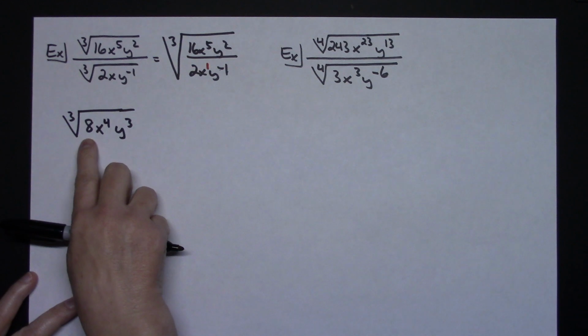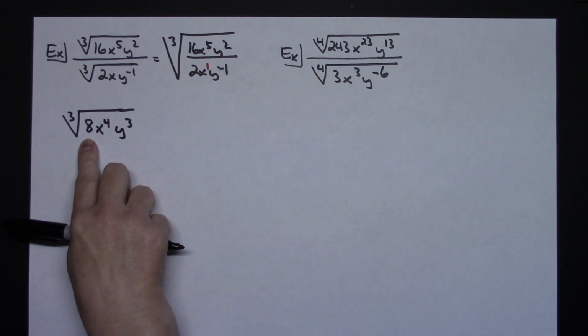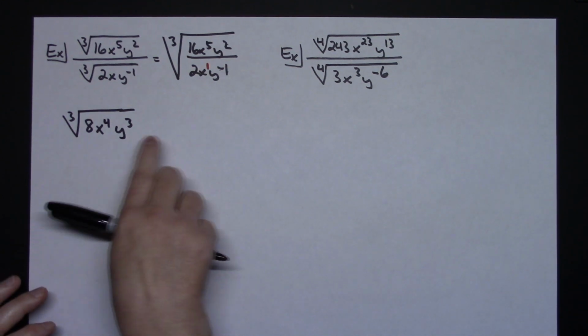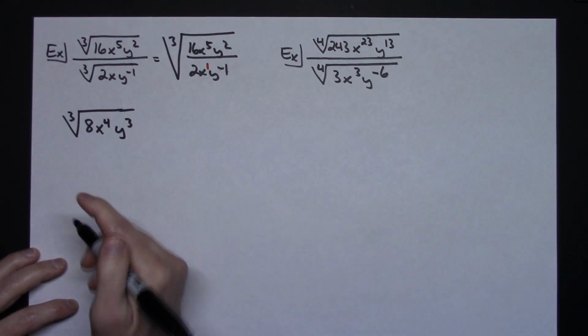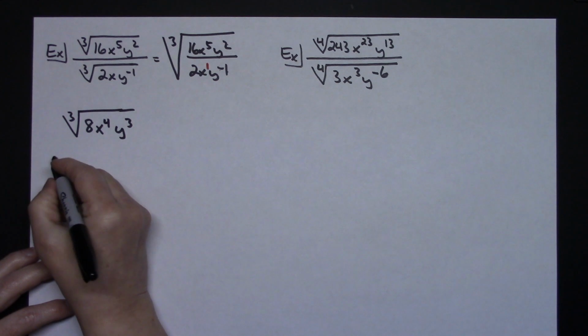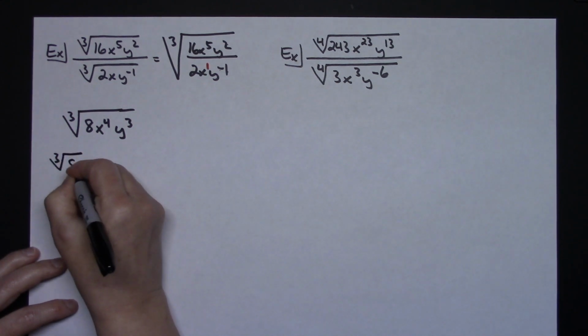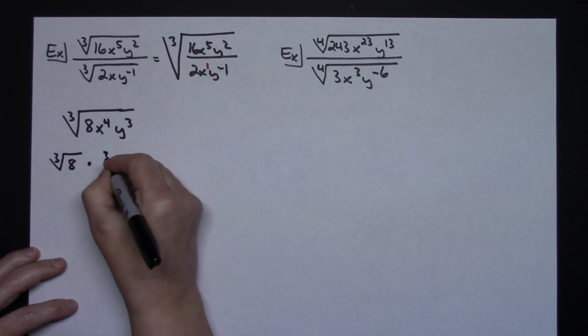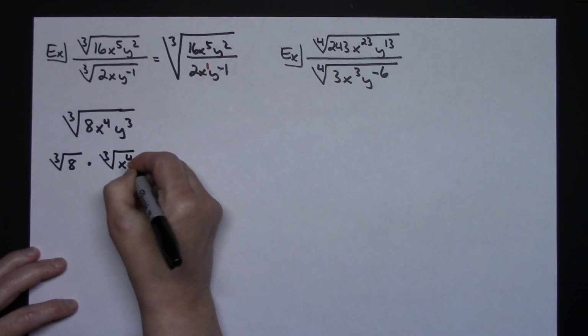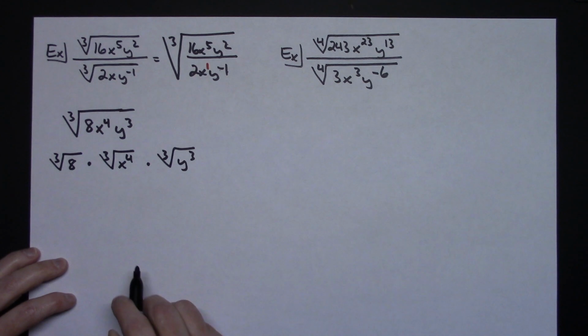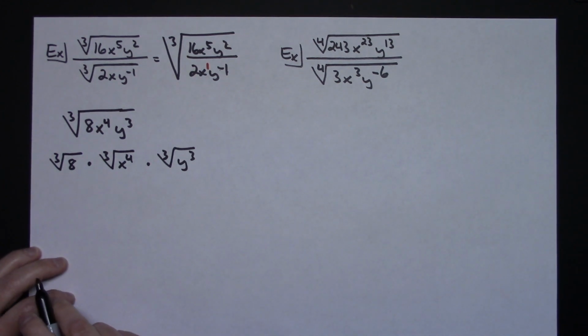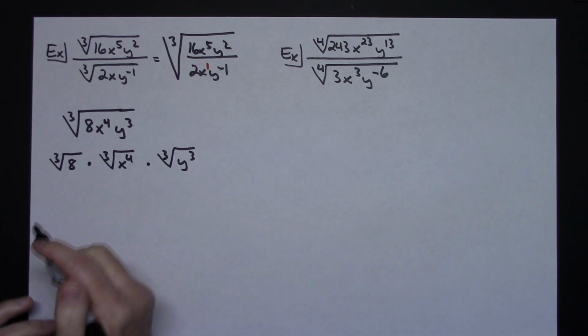All right, the cube root of 8. I can actually do the cube root of 8. That's 2. So that means I am going to be able to keep simplifying here. So I'm going to break this up the way I do and look at each individual part. So I'm going to have the cube root of the 8, then I'm going to have the cube root of the x to the 4th, and then I'm going to have the cube root of the y to the 3rd. I separate all the variables, I separate the coefficient, and I look at each piece individually.